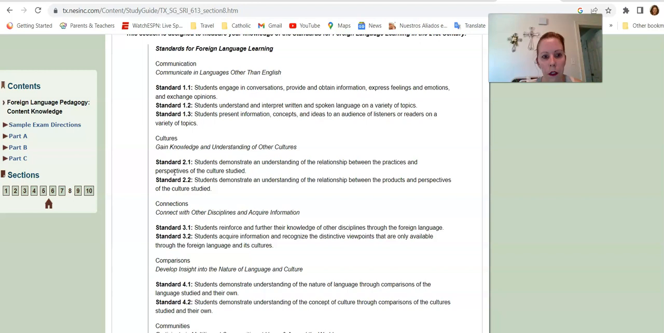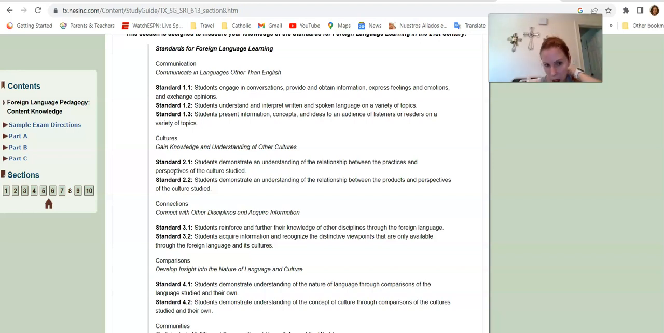All right, standard 2.2, students demonstrate an understanding of the relationship between the products and perspectives of the culture studied. So what you believe, what you prefer, what you think affects what you buy. Again, if you're an environmentalist, you're probably going to buy a car that has good gas mileage, or you might not even buy a car. You might buy a bicycle. Going back to the Catholic thing, Latin America and Spain has a lot of Catholic people, or at least in the past has, they would maybe buy a crucifix. That would be the product that they buy.